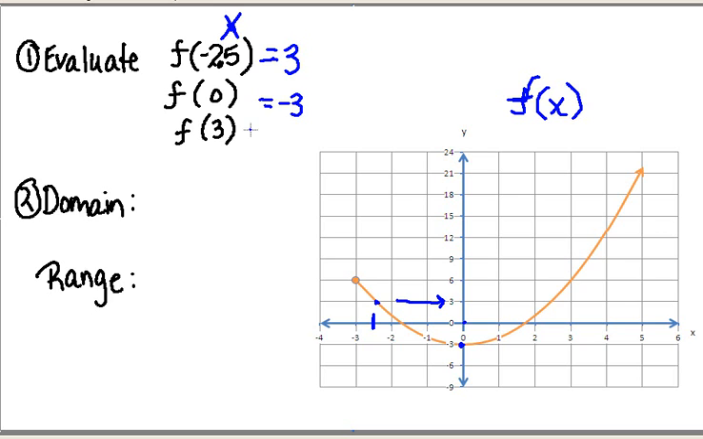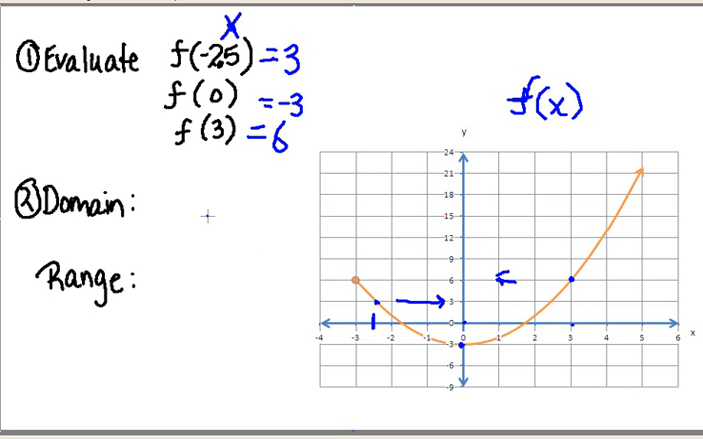The last one I have is f of 3. So in this case, I go to 3 on the x-axis, which will put me here, go to my curve, which will put me here, and read off the corresponding y value, which in this case is 6. So that's how we use a graph to evaluate a function.